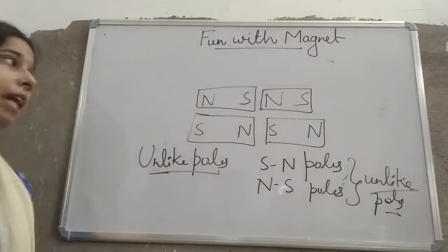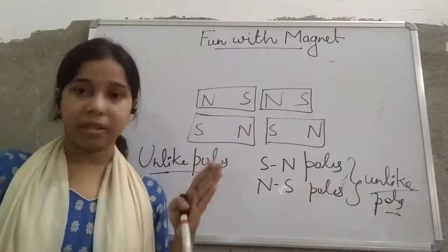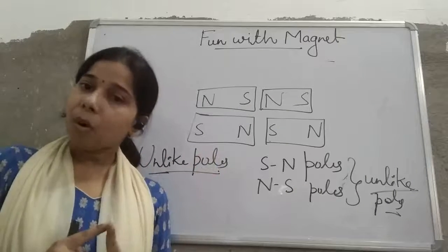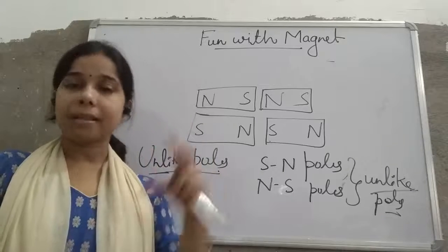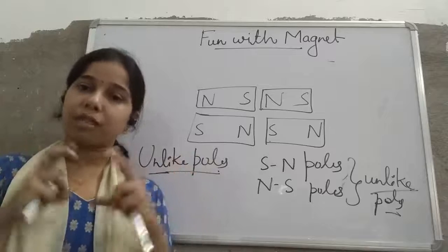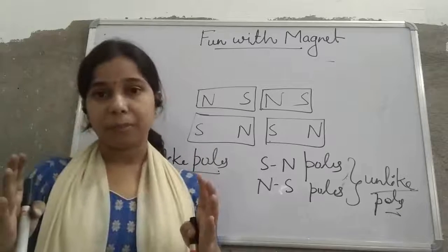Now one thing we have to remember, students, is that like poles repel each other. Unlike poles attract each other. It means if you keep a south pole near the south pole of another magnet, what will happen? It will repel each other.